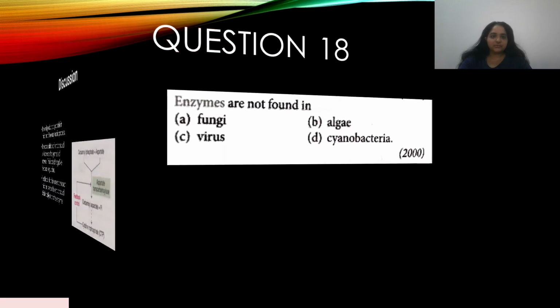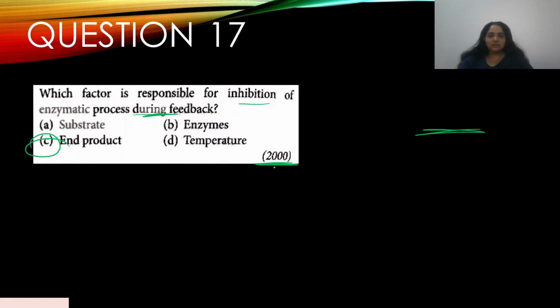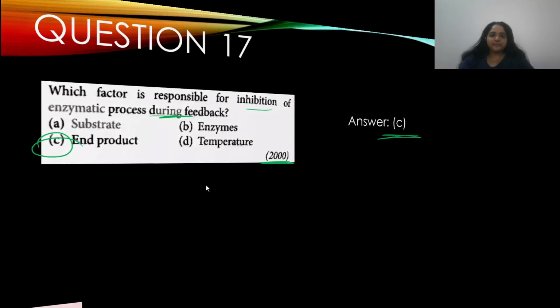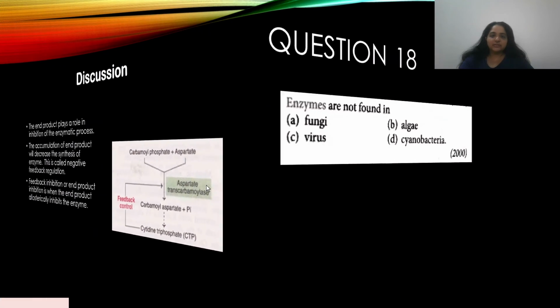Oops, sorry. Let's go back to our question. The question said, which factor is responsible for inhibition of enzymatic process during feedback? Now in this case, it's neither substrate, enzyme or temperature. It is C, end product. Okay, C is end product. Let's move on to the next question.